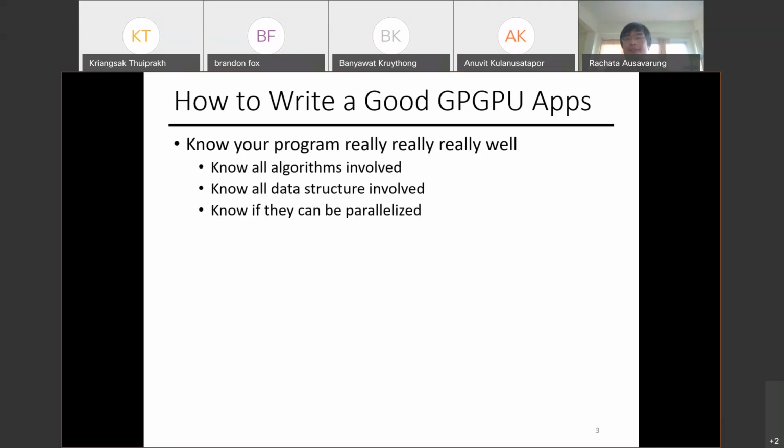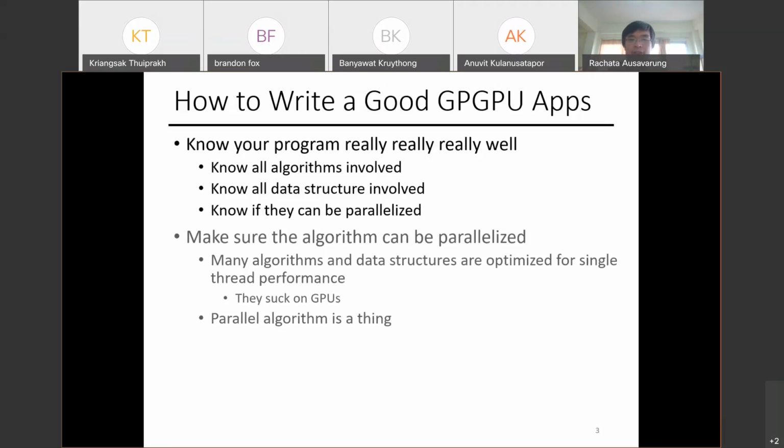So the first thing you need to know is the program really, really well, right? Know all the algorithms involved, know all the data structures involved in your program, and know if you can parallelize your data. You want to make sure that your algorithm can be parallelized. Otherwise, it's not going to run efficiently in any way on the GPU at all. It will suck on a GPU. That's how frank I have to be.